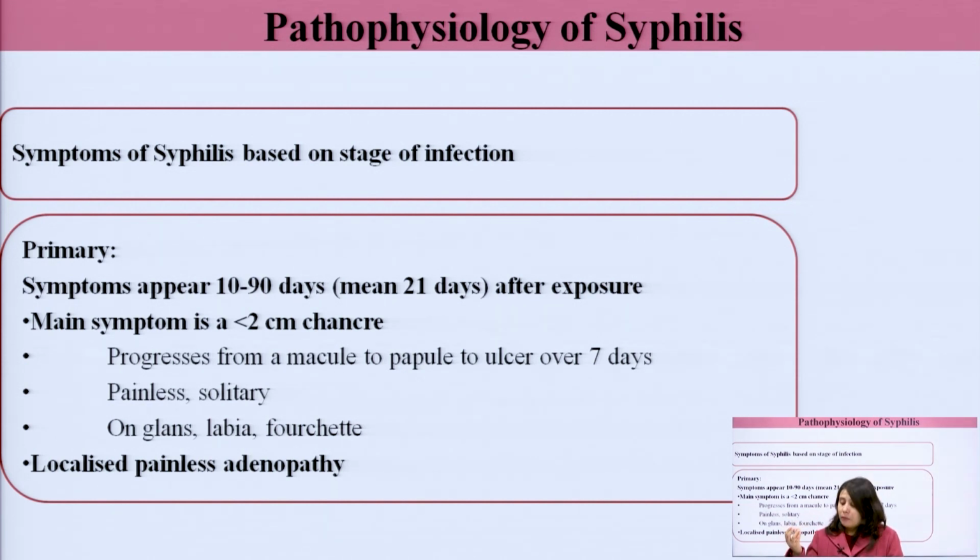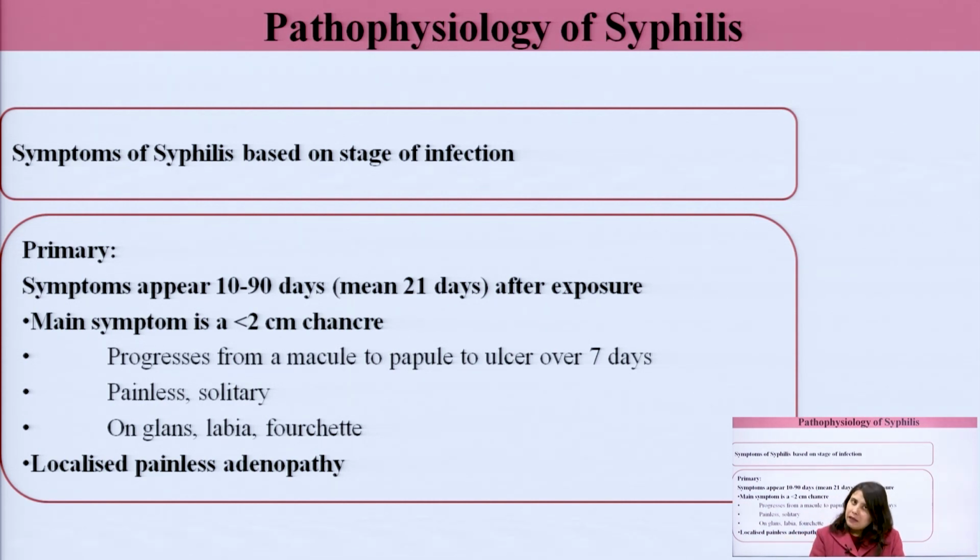So this is basically the macule to papule. The papule means an eruption over the mucosal membrane or over the skin. Then this papule progresses to an ulcer. So chancres are basically painless ulcerations. These painless ulcerations may appear within 7 days of the infection.